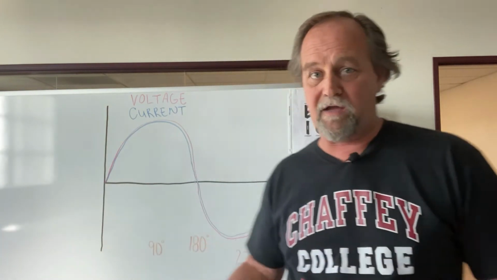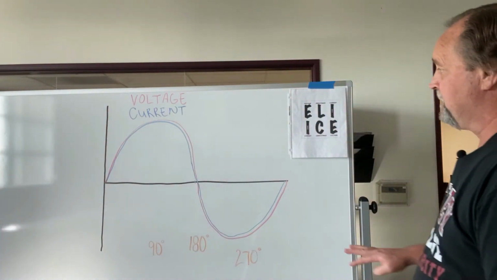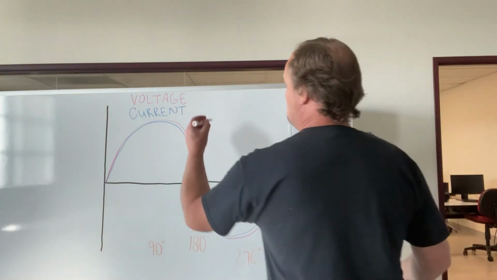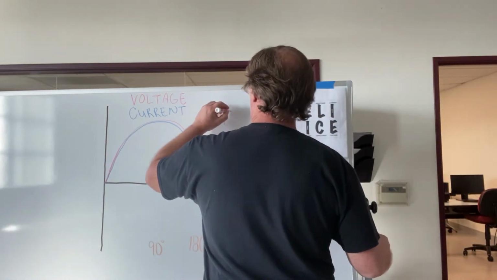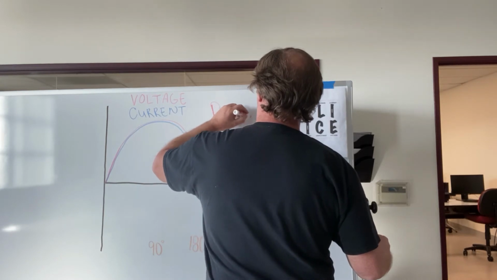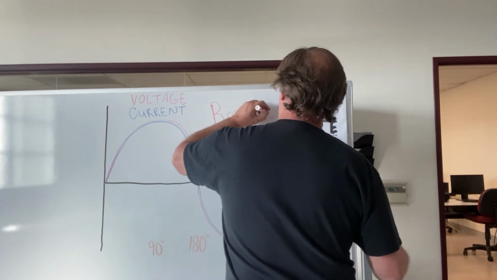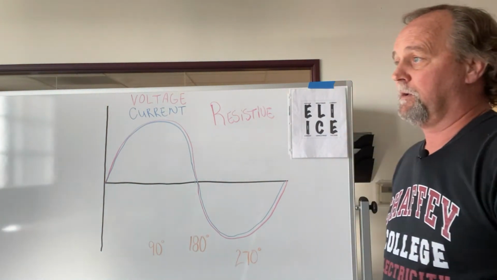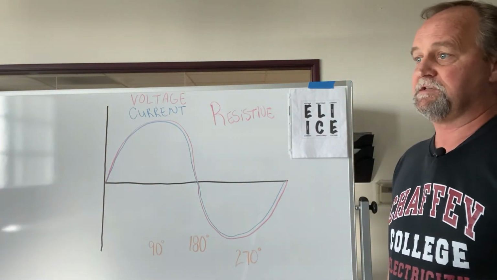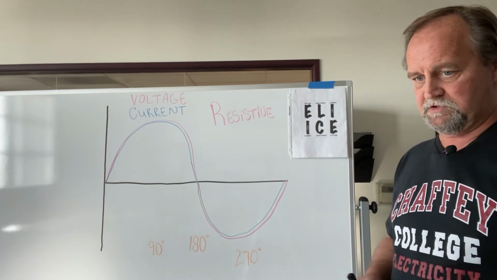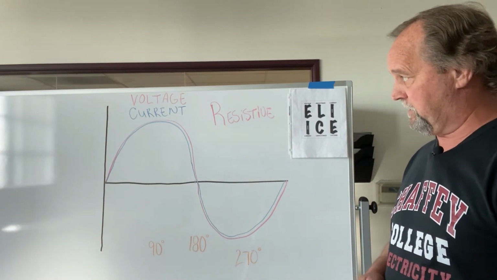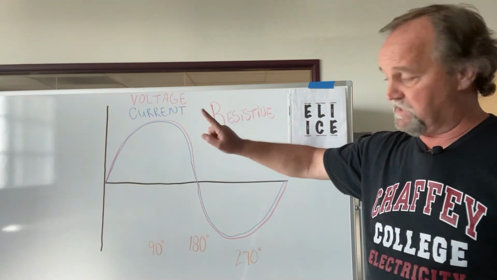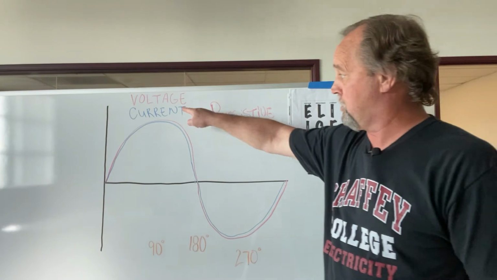So I've drawn a little graphic here, which I'm sure you've seen before. This is just a resistive circuit, and in a purely resistive circuit, current is in phase with voltage. That's how we refer to it. So if you look here, the red line refers to voltage. The blue line indicates the current.